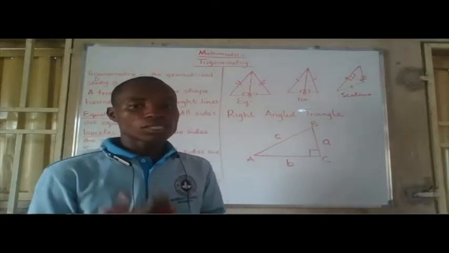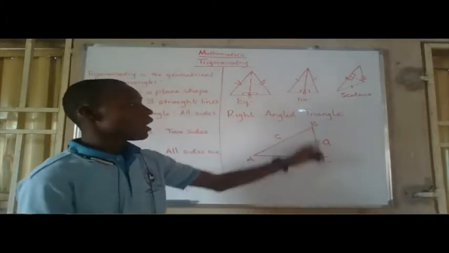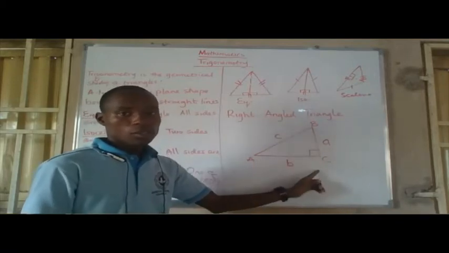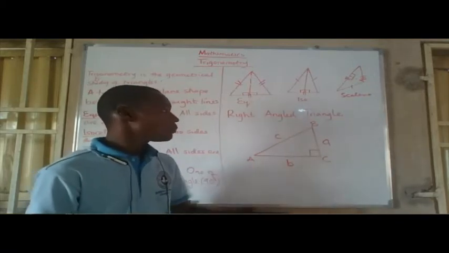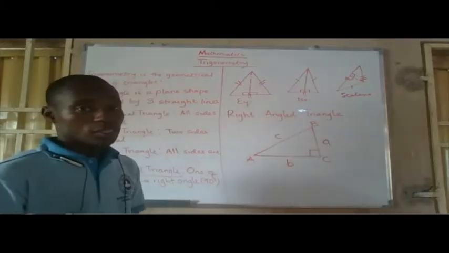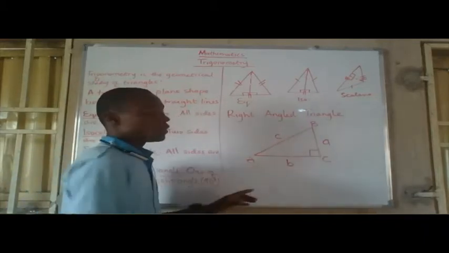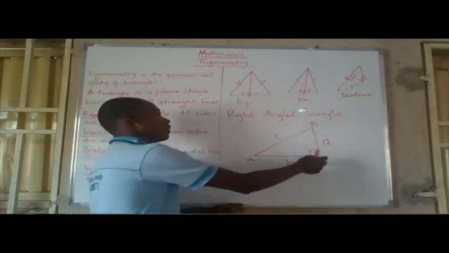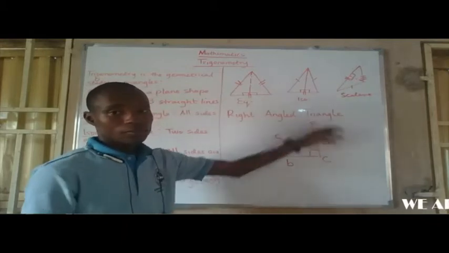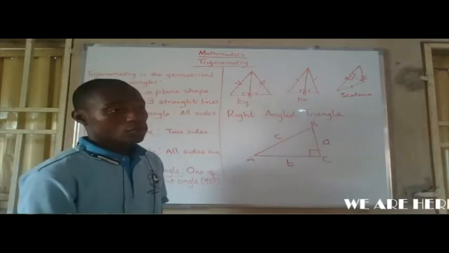Let's try to understand it. What's it all about? Taking the right angle triangle into consideration, we have this particular case. Let this point be A, this point be B, and this point be C. The side directly opposite A is labeled small letter a, conventionally. The side directly facing B is labeled small letter b. The side directly facing C is labeled small letter c. The longest side, which is the side facing the right angle, is always called the hypotenuse.